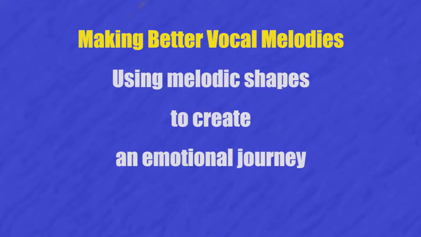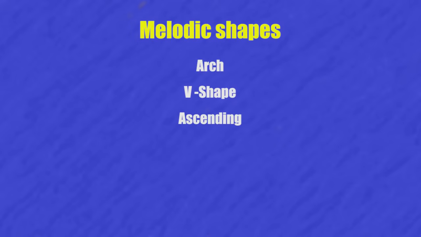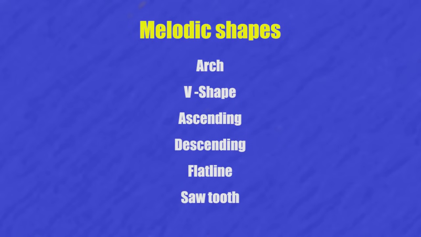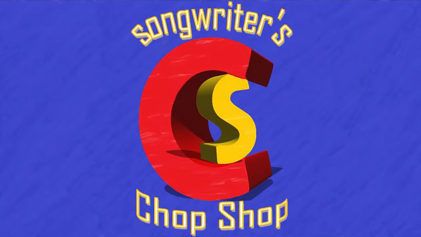Melodic shapes can be a powerful tool to help create your song's emotional journey and can be a great jumping off point for writing a good vocal melody. Throughout this series, we've been looking at the 6 basic melodic shapes. In this video, we're going to look at ways to use the sawtooth or zigzag shape for making better vocal melodies. Hi, I'm Tony from Songwriting's Chop Shop.